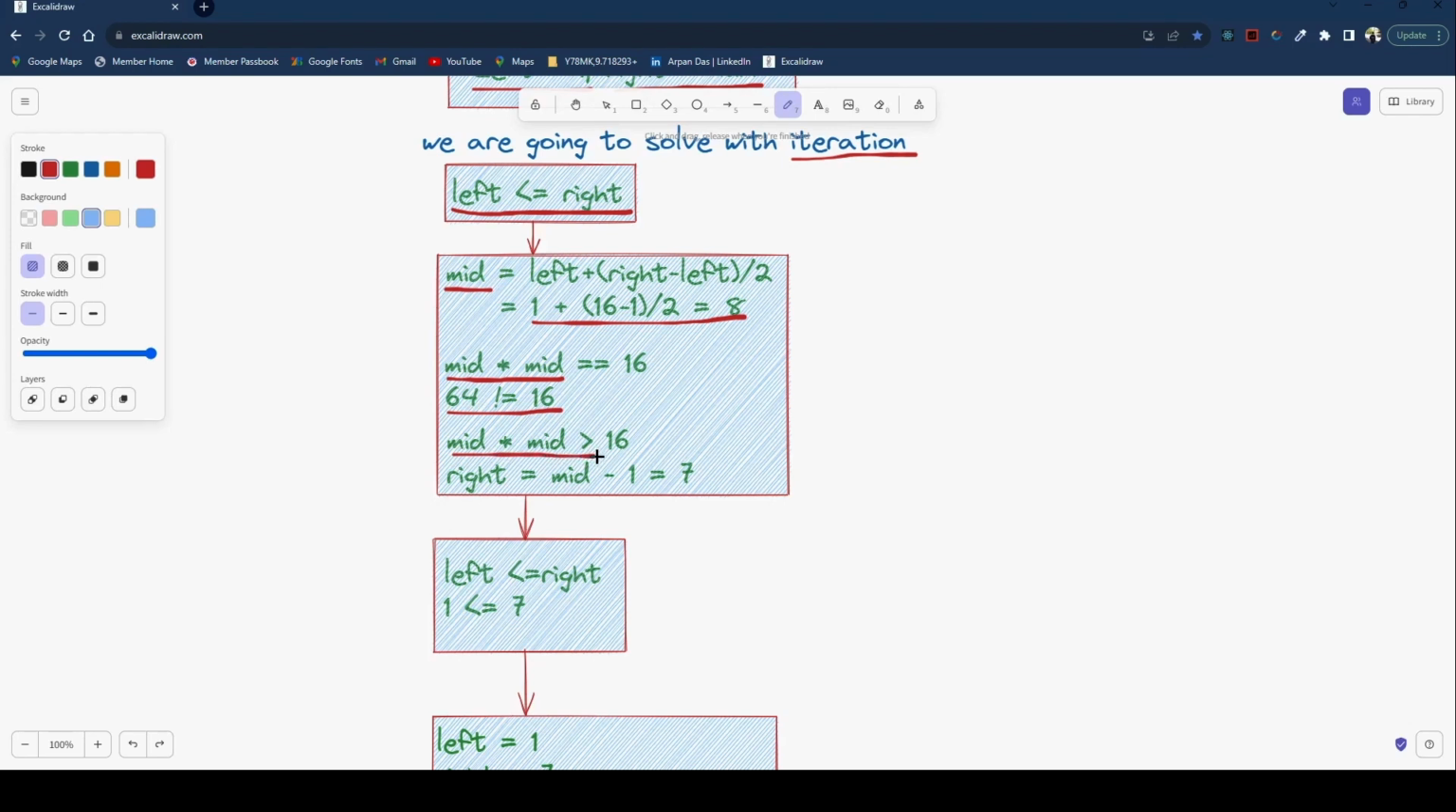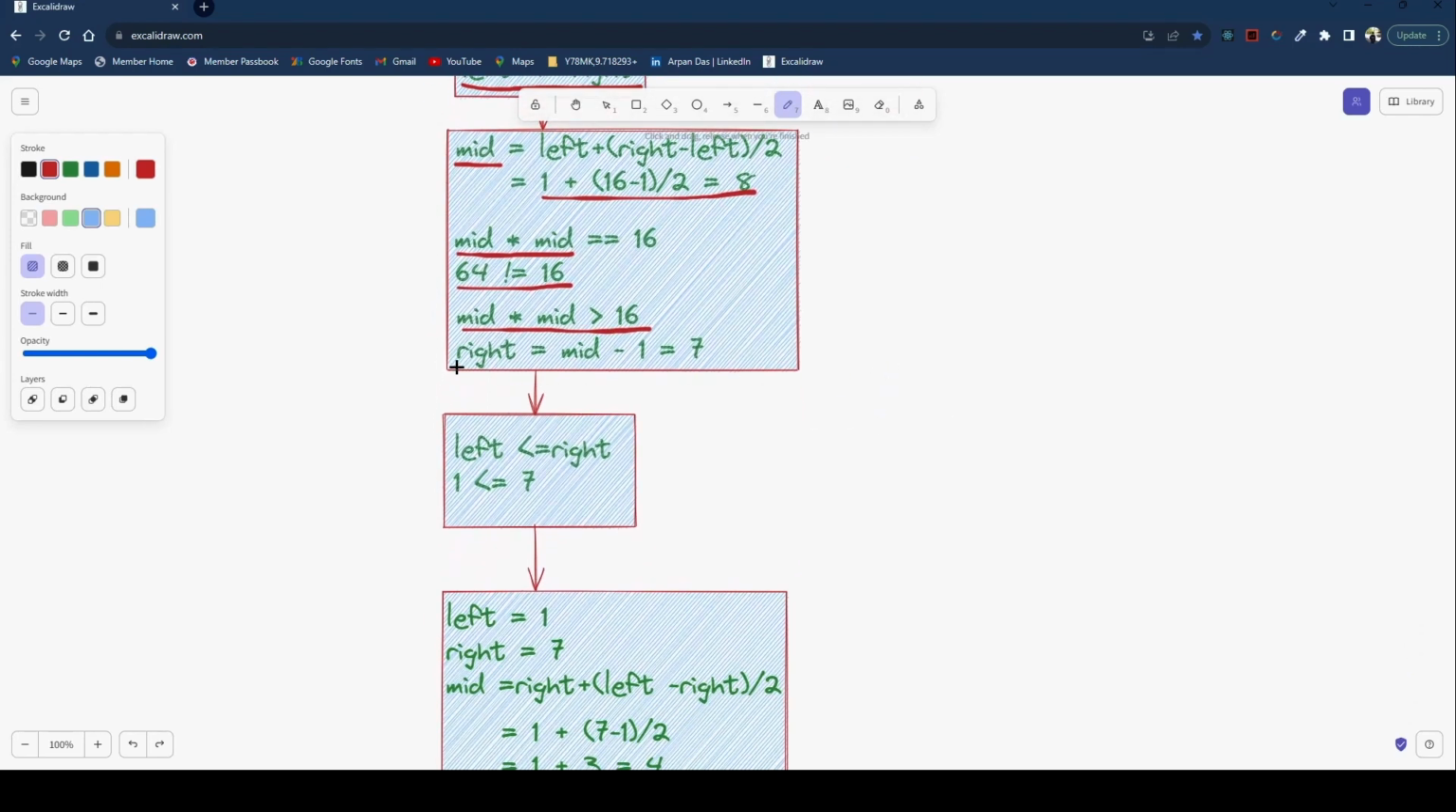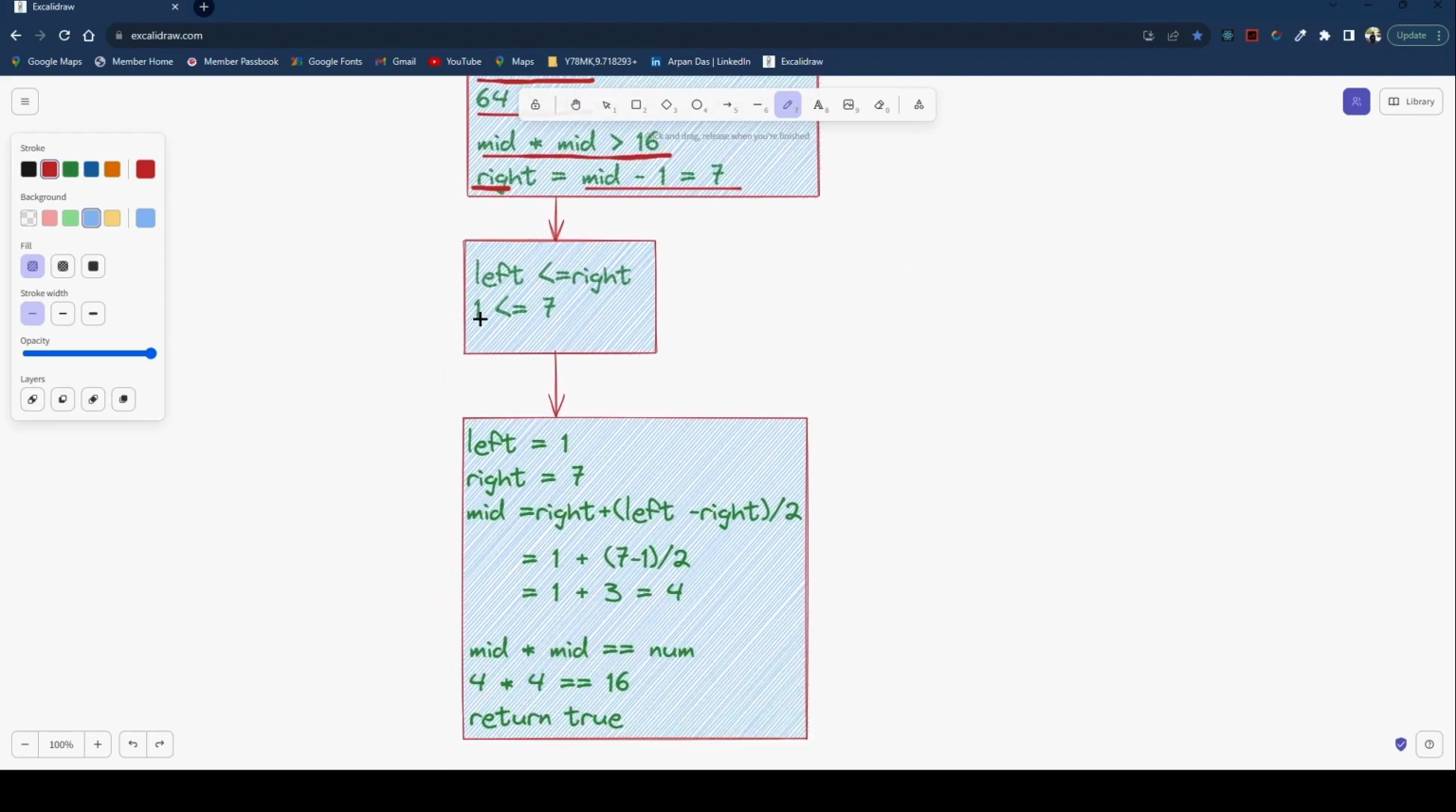Then mid into mid is greater than 16. Then we have to know that the square root of that number will be smaller than mid. Then we have to move the right. The right will become mid minus 1, which equals 7. Then we will move to the next step. The problem is not solved. We have not found whether the number is a perfect square or not. We have to check again.